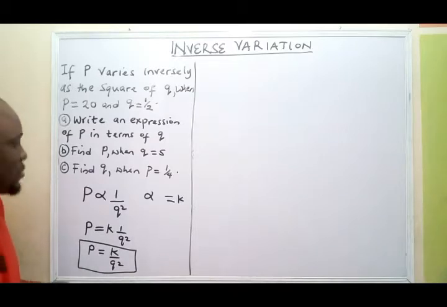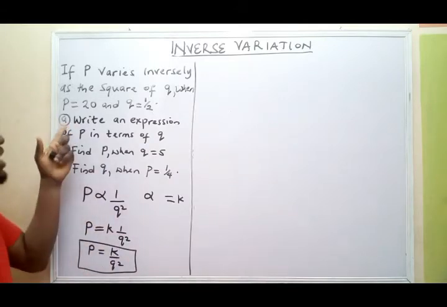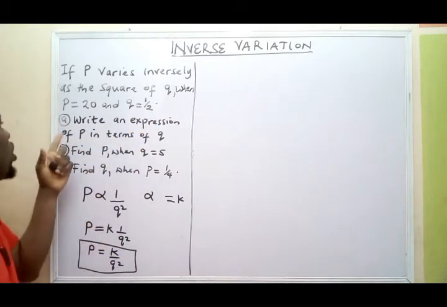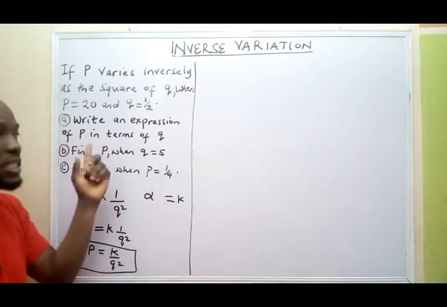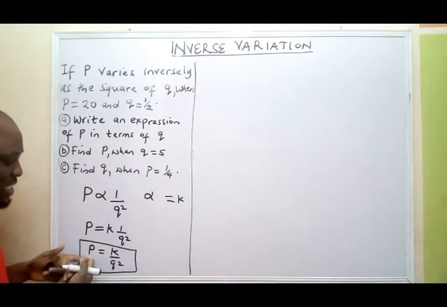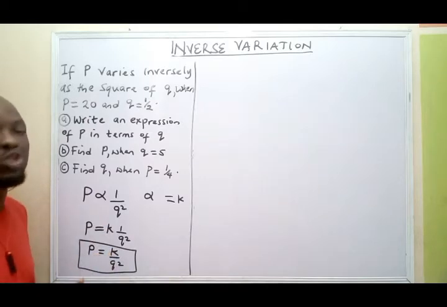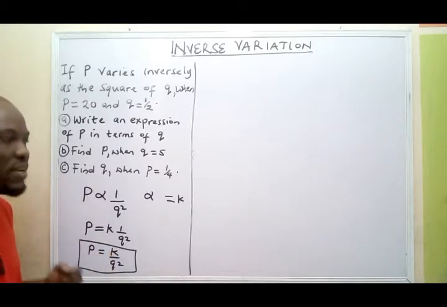Now the next thing I want to do, I need to find the value of k because the first question says I should write an expression of p in terms of q. What it means is that you can see this is p in terms of k and q, but I need to get the value of k. That is the first thing you need to do. You need to get the value of k. It is very, very important.